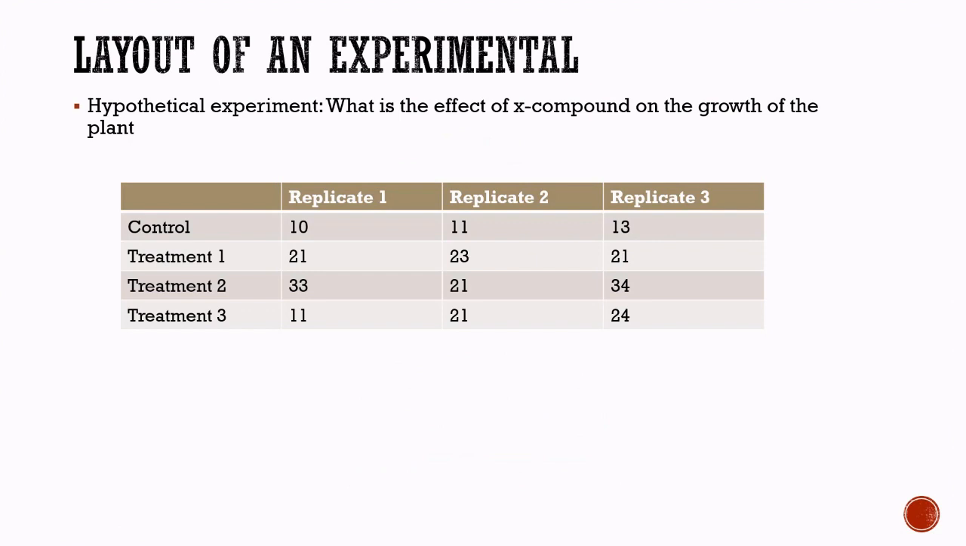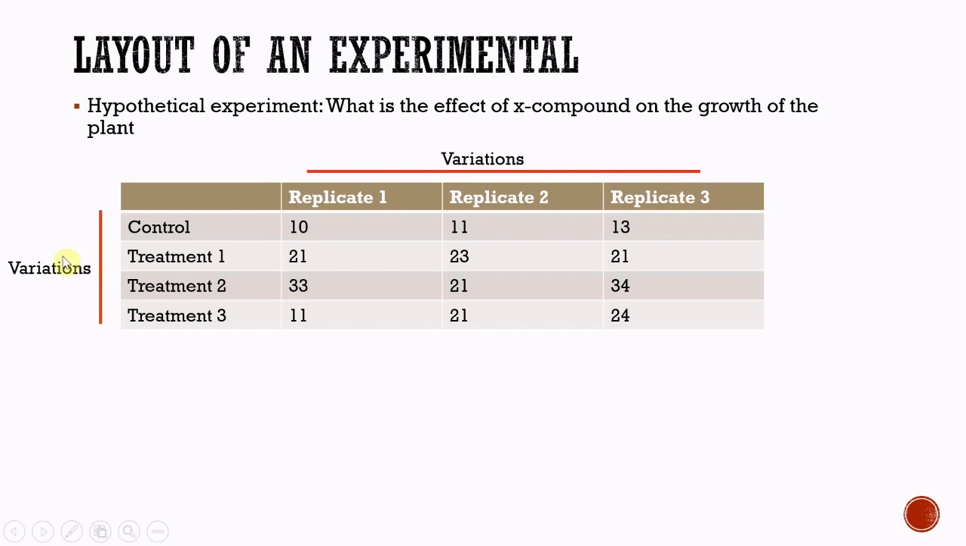So suppose we have designed an experiment in which we want to understand the impact of X compound on the plant height. So we have given different treatment levels of the X compound and we have set up 3 replicates in our experiment, and this is our response. So what basically ANOVA does is that ANOVA analyzes the variation between the replicates and the variation between the different treatments, and it makes a ratio between variation 1 and variation 2.